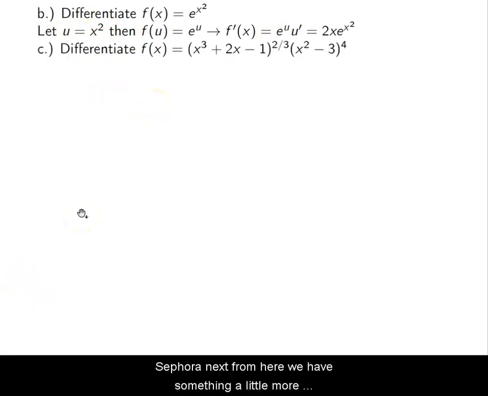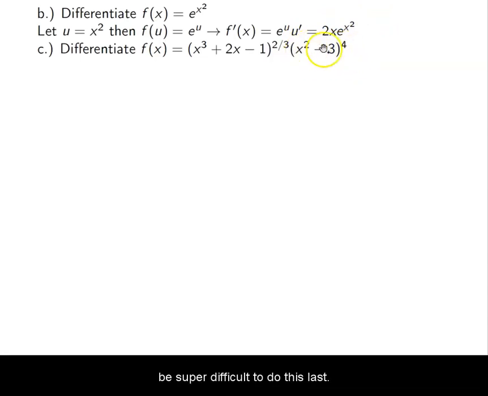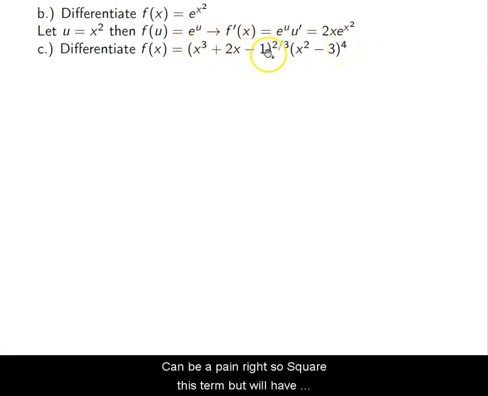Okay, so for our next problem here, we have something a little more difficult. We have x cubed plus 2x minus 1 to the 2/3 power times x squared minus 3 to the 4th. Now, we could take this and multiply it out. It'll be kind of a hassle, but at this point, we also know how to use Pascal's triangle, so it wouldn't be super difficult to do this last expansion. However, this 2/3 power can be a pain, right? So we'll square this term, but we'll have it under the cube root.